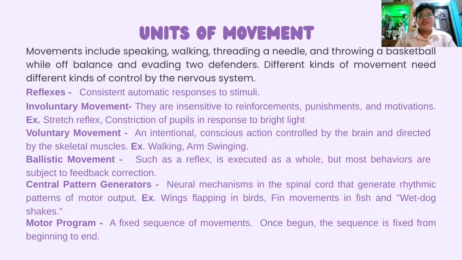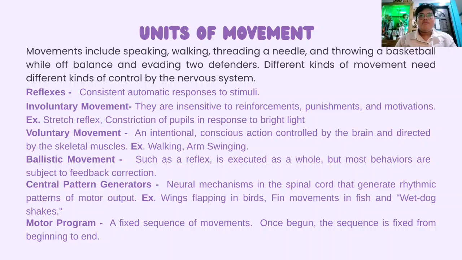Movement includes speaking, walking, threading a needle, and throwing a basketball while off balance and evading two defenders. Different kinds of movements need different kinds of control by the nervous system. Now, reflexes. Reflexes are consistent, automatic responses to stimuli, and we generally think of reflexes as involuntary because they are insensitive to reinforcements, punishments, and motivations. One example is the stretch reflex, and another is the constriction of the pupils in response to bright lights.